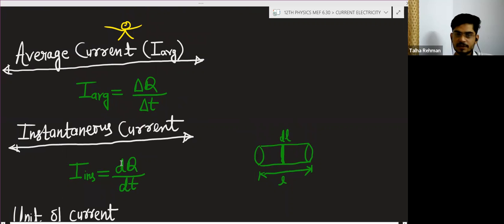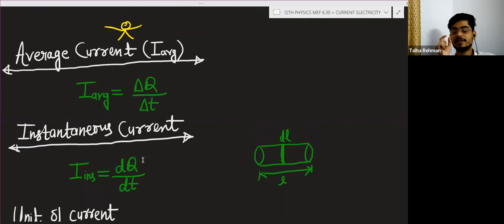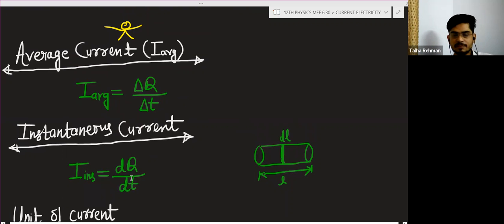We have taken here D because we want to find the average current. Oh, sorry, instantaneous current. Instantaneous current for a very small time dt.